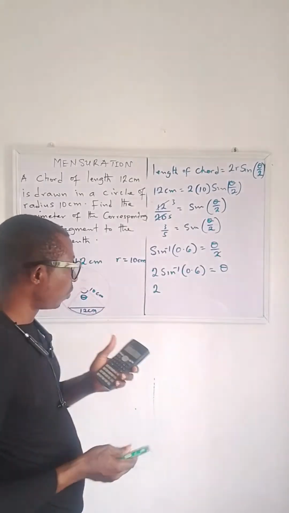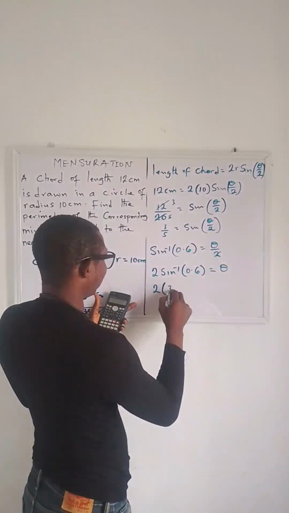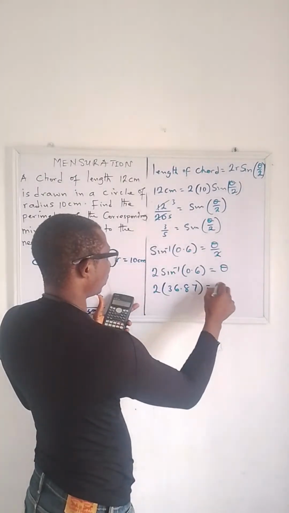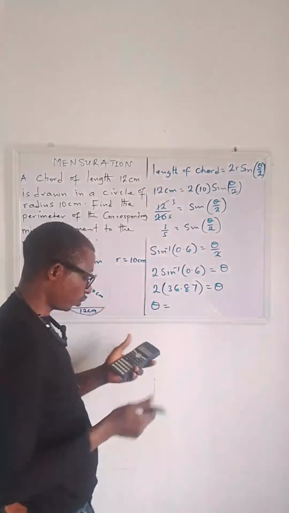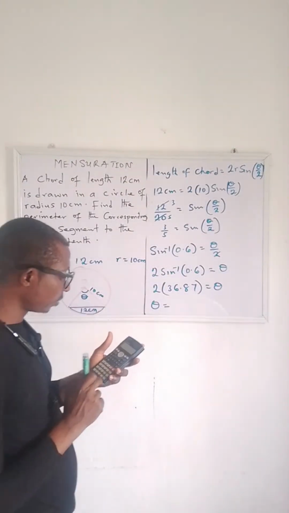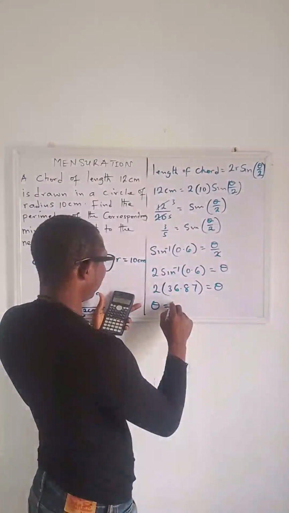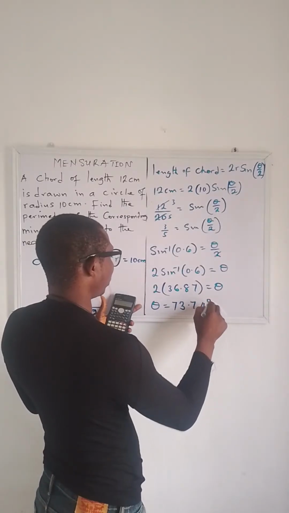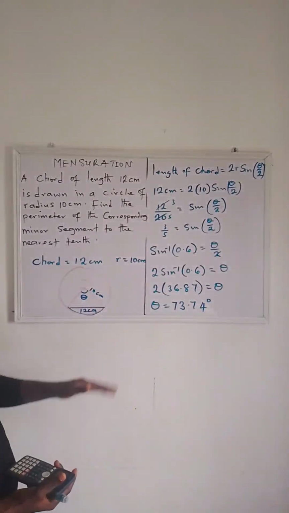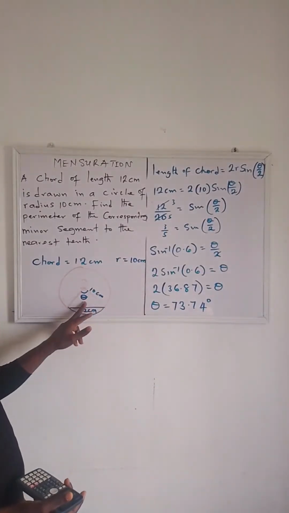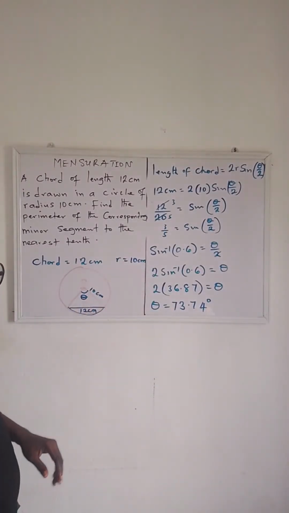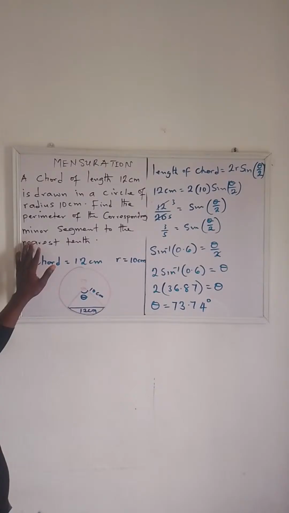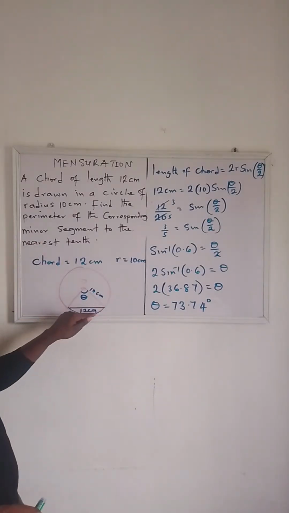So if you do that, what you have is 36.87, equals theta. So you can just multiply that by 2. If you multiply that by 2, what do you have? So you have 73.74 degrees. Okay, so this is going to be the theta, the angle. And what we need is not even the theta itself. What the question requires from us is the perimeter, this plus this.